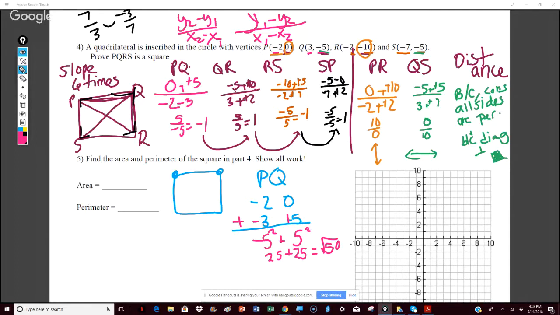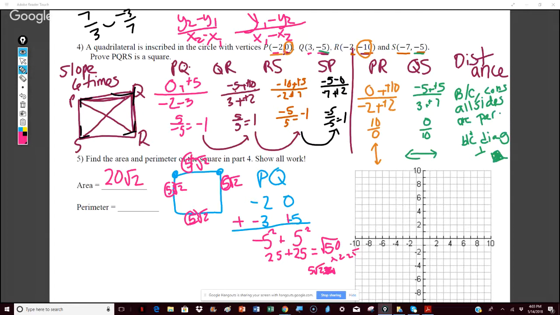You can do it as a decimal. You also could break the square root of 50 up into 2 and 25 and do 5 square roots of 2. So if we know that this is 5 square roots of 2 and we have that 4 times, it's the same thing as saying 5x plus 5x plus 5x plus 5x. In this case, it'd be 5 plus 5 plus 5 plus 5, which is 20, and then our square root of 2.